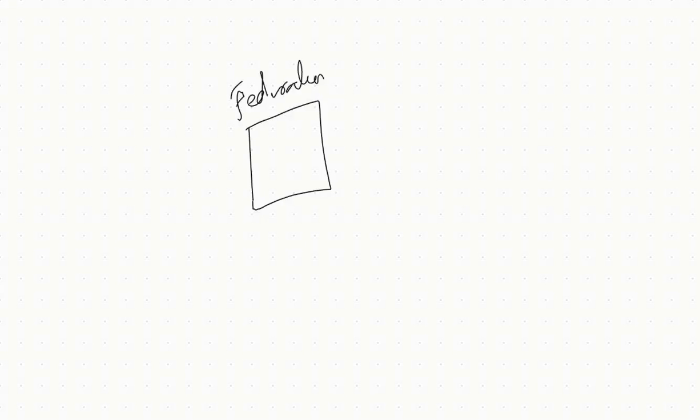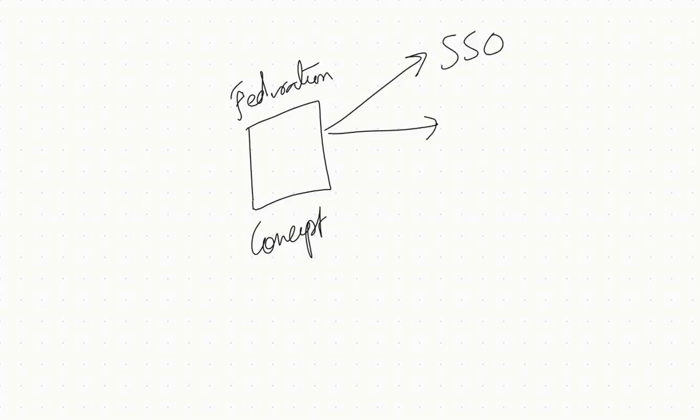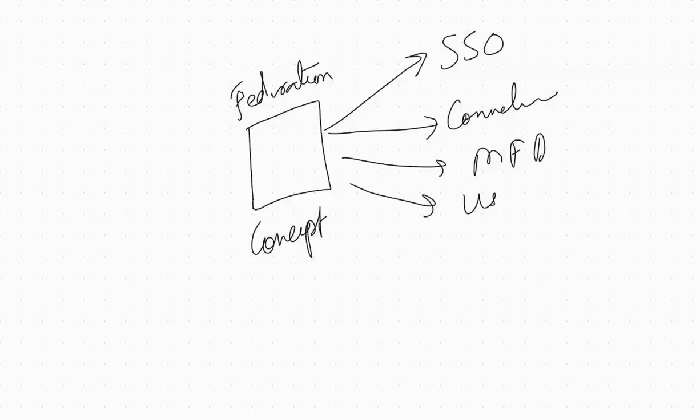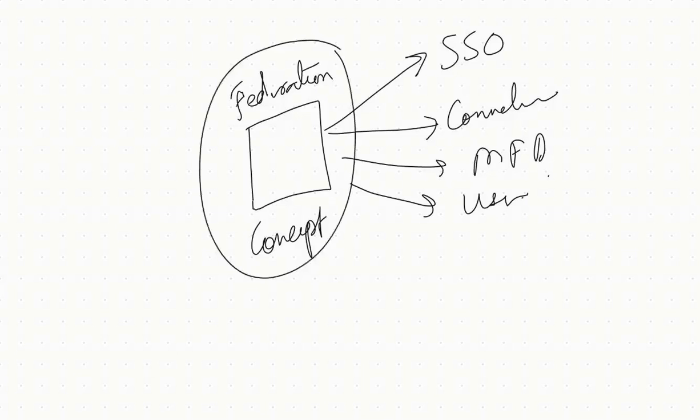So federation is a concept, a process through which you get single sign on, connectivity to different applications, you connect to MFA, and you manage your user identities. I'm not going too broadly. These are the different scenarios that you can get using federation. Basically, federation is a process or a concept, and single sign on is the result of this particular federation. Is it clear now?